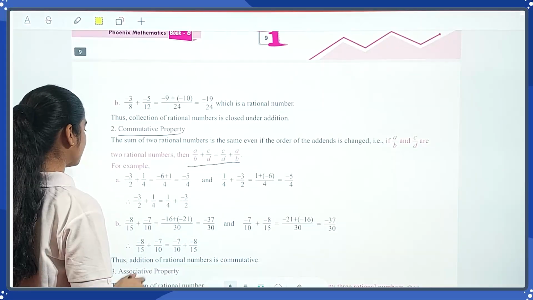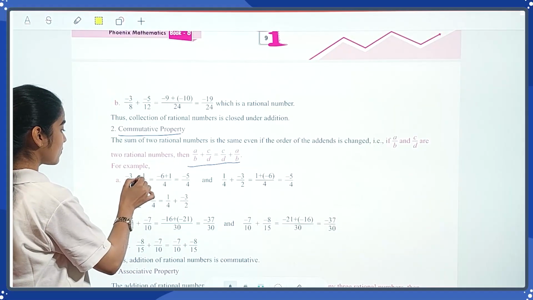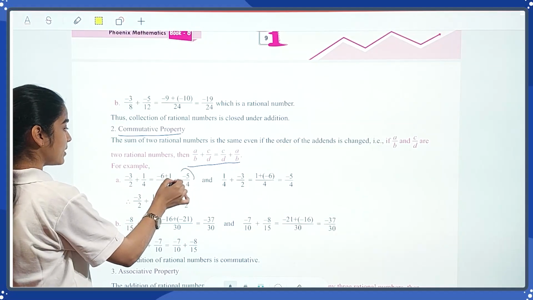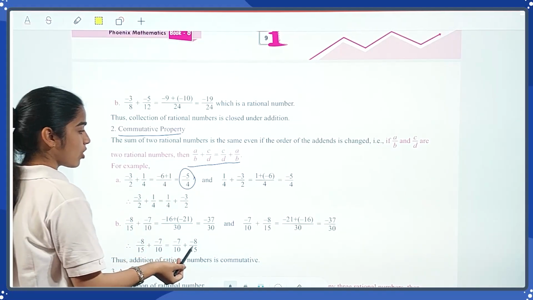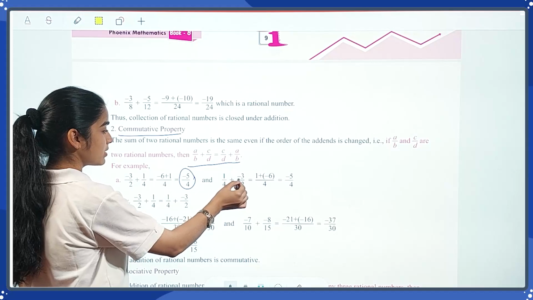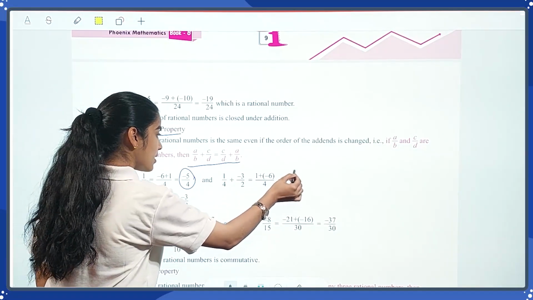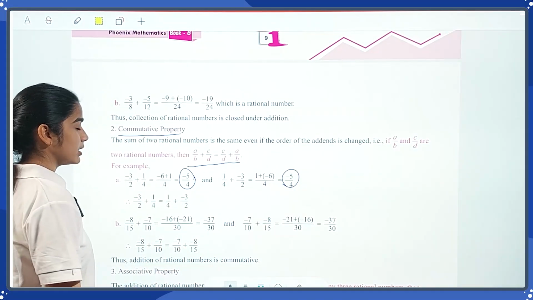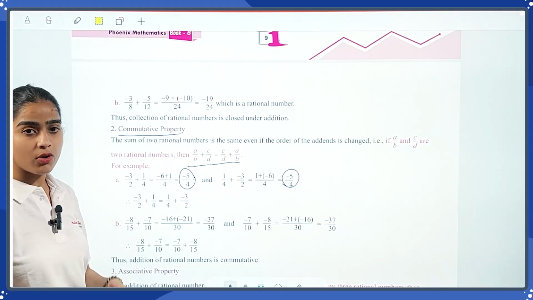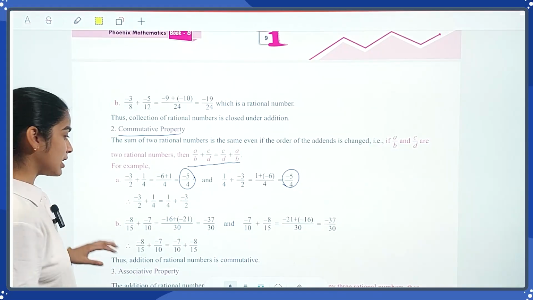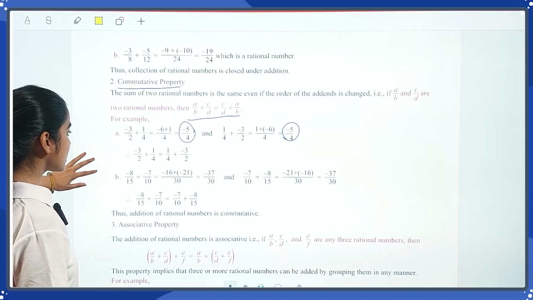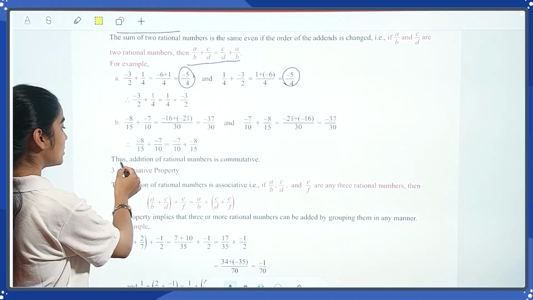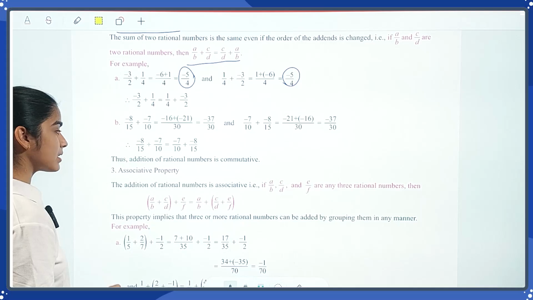So minus 3 by 2 plus 1 by 6, you will get minus 5 by 4. Now you can change the order, 1 by 4 plus minus 3 by 2, and you have the same answer. It means that by changing the order of the rational numbers, we don't change the result; we have the same answer. Thus, addition of rational numbers is commutative.